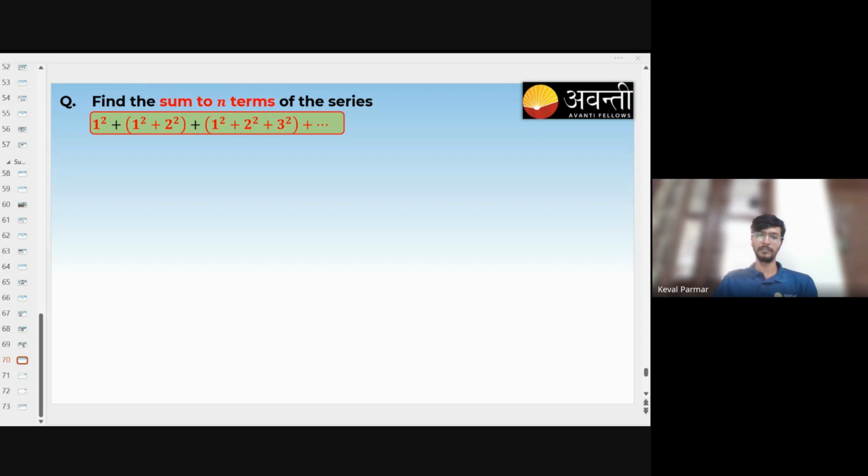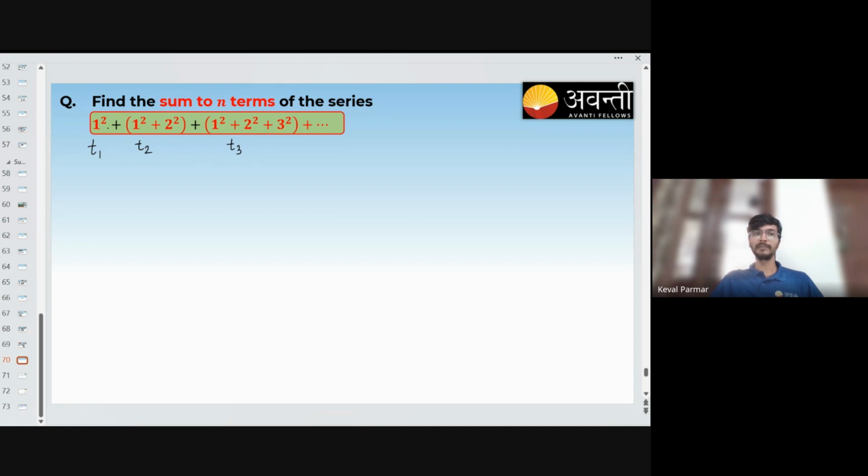Let's continue with this question. So here again, as you can see, we are not given the nth term, or you can say the kth term. That means we have to find the kth term. So as you can see, this is the first term. This is the second term. This is the third term.